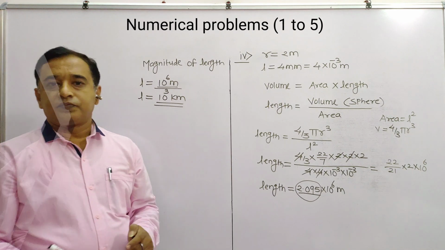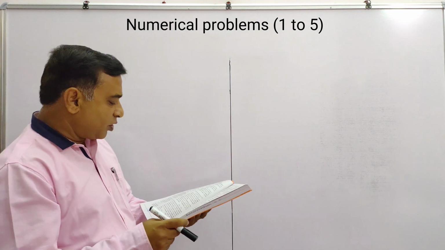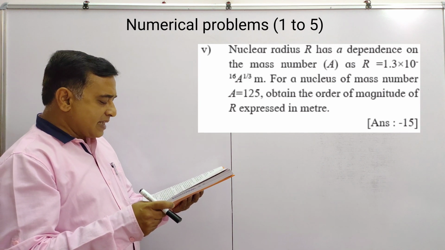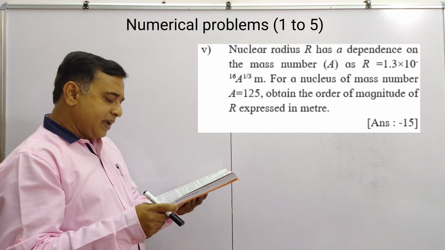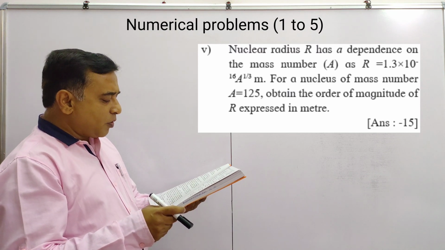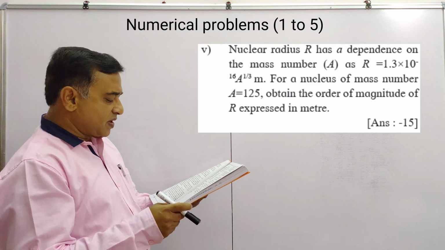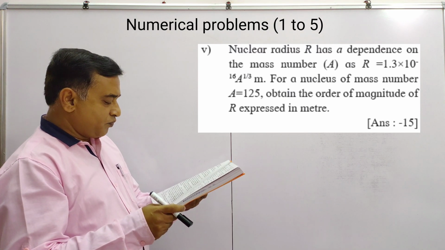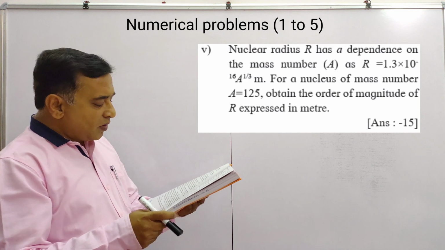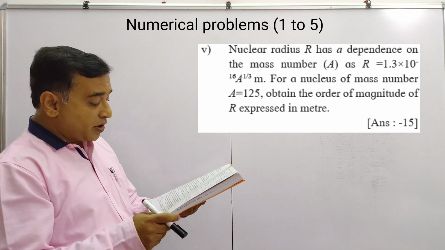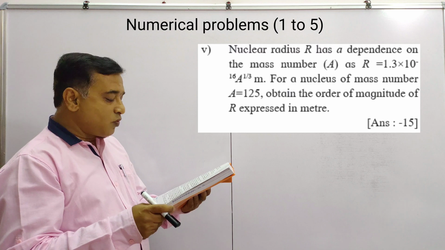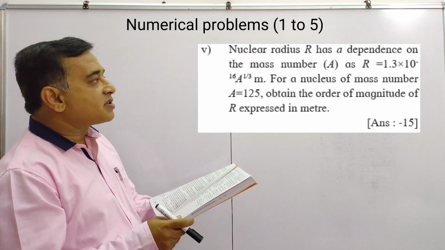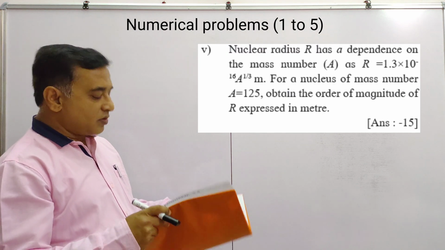Very simple. Here is the fifth problem before you. I am going to read that. Nuclear radius R has a dependence on the mass A as R is equal to 1.3 into 10 raised to power minus 16 into A raised to power 1 by 3 meter. For a nucleus of mass A is equal to 125, obtain the order of magnitude of R expressed in meter.